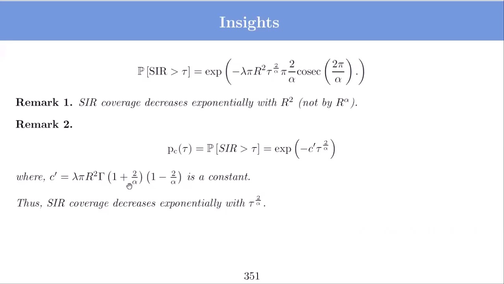Then you notice that this is just a coefficient, lambda pi r squared gamma 1 plus 2 by alpha gamma 1 minus 2 by alpha. So if I replace it by C dash, what I get is probability SIR more than tau is exponential minus C dash tau to the 2 by alpha. So SIR coverage decreases exponentially with tau to the 2 by alpha. If I make the threshold double, then you would expect this to decrease by this factor.